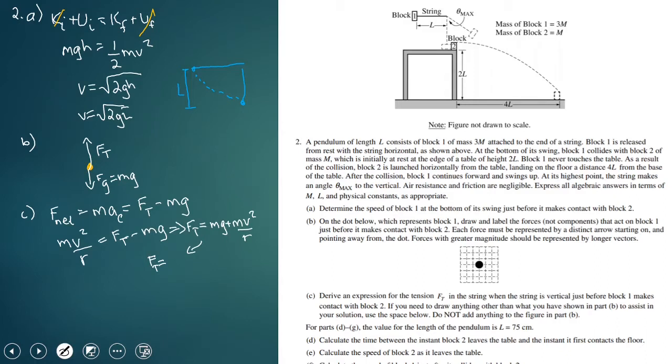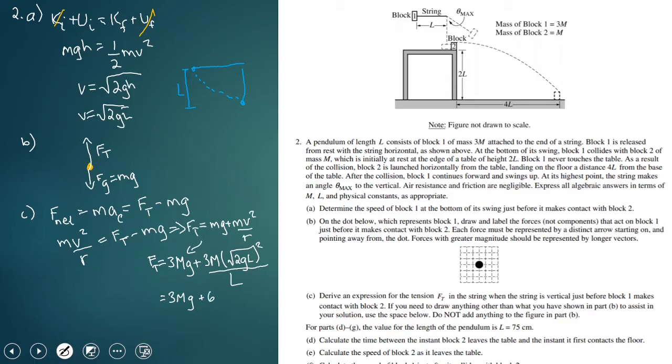It says that block 1 has a mass 3 capital M. So we have 3mg plus 3m times, what's our v? Well, it's the square root of 2gl, squared over L, right? And so if we simplify this, we get 3mg plus, all right, so the square of a square root is just the inner portion, so we get 2gl, and then the L's will cancel out, and so we should get 6mg left.